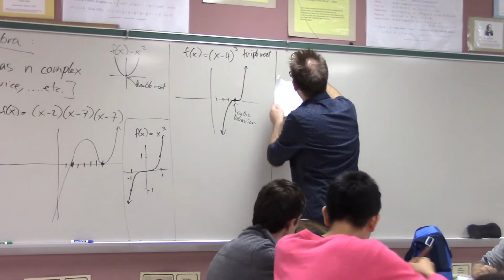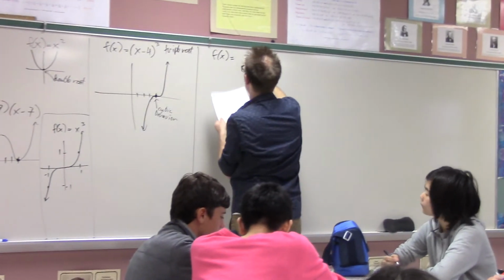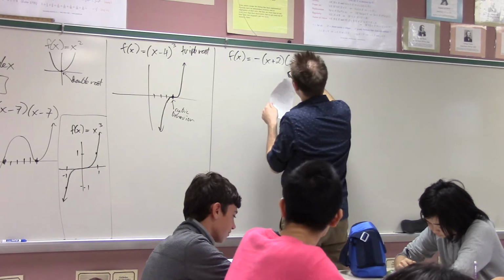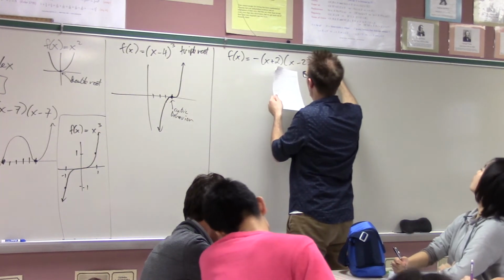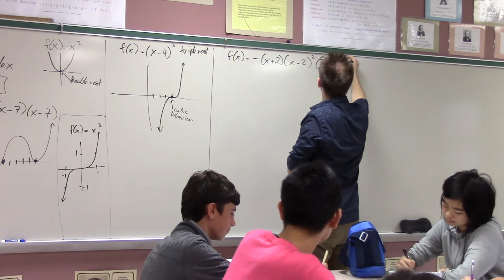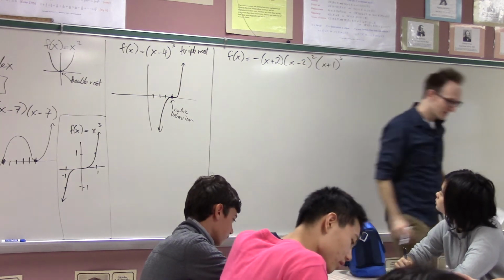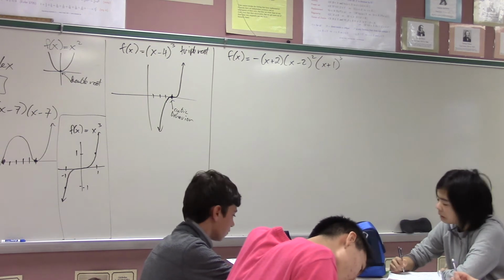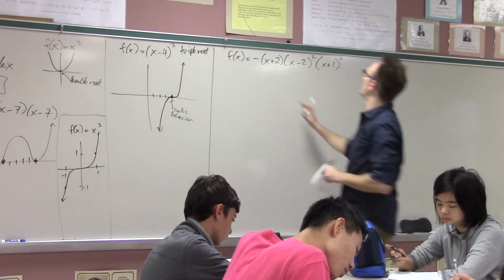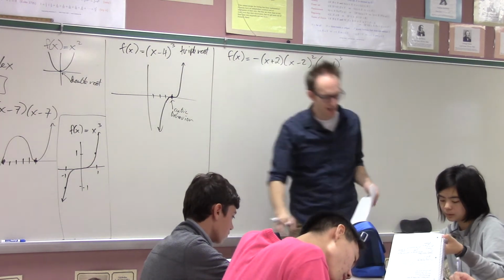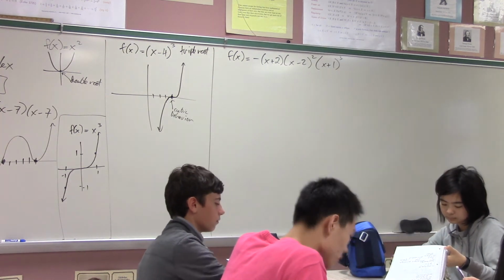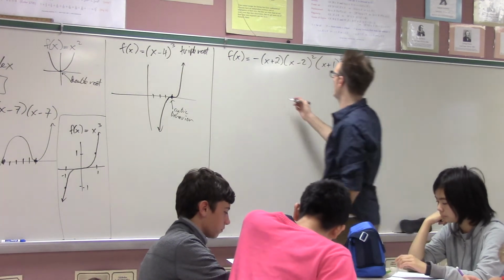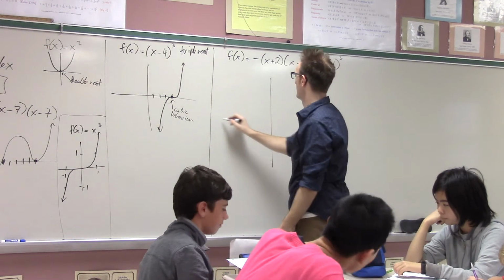You're so lazy. Consider the following function: f(x) = -(x + 2)(x - 2)^2(x + 1)^3. All right. I want to make a graph of this function, or a sketch. And I want this sketch to be sort of accurate, and I also want to understand why this thing looks the way it does. So okay, talk to me. What are some things I know about this function?